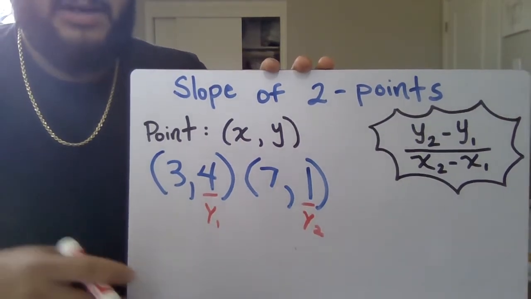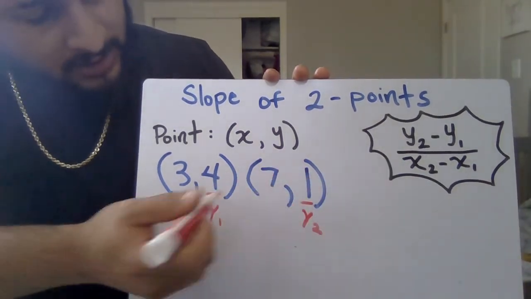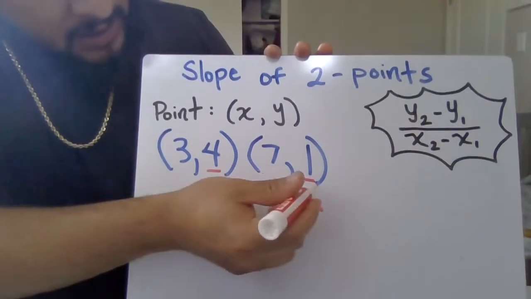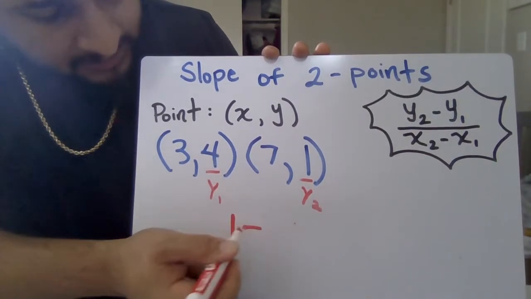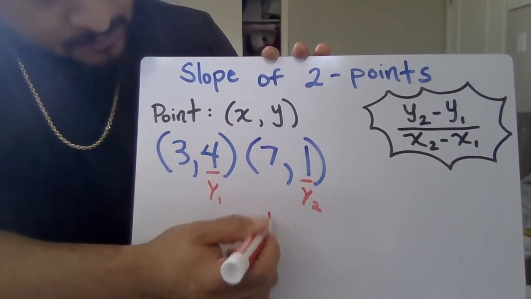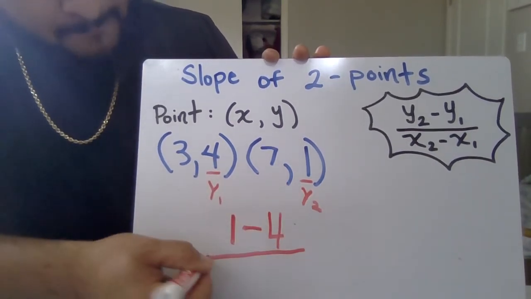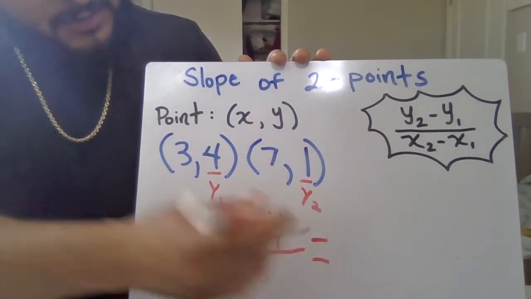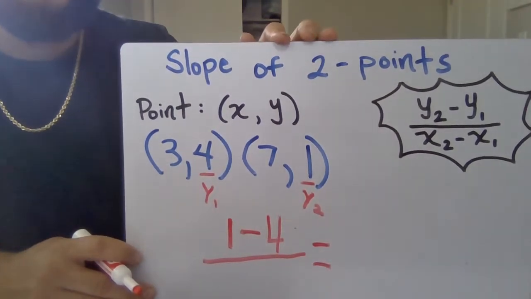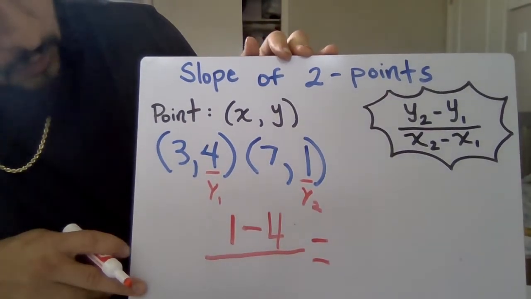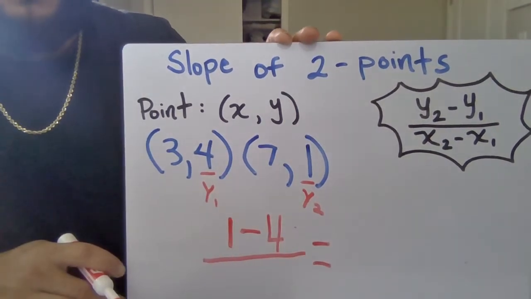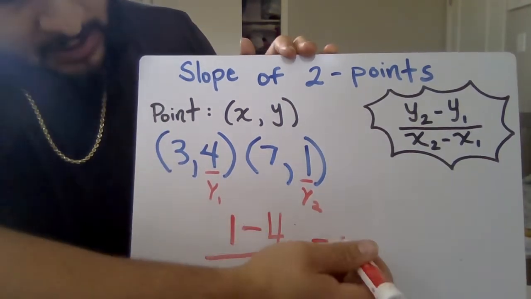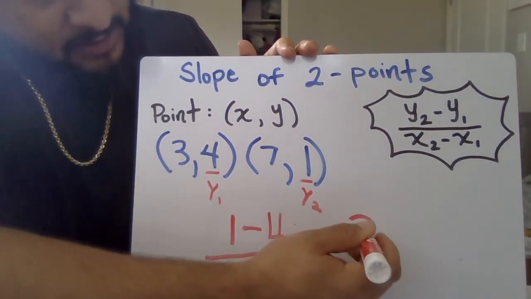Now I just need to plug these numbers into the formula. So I would need to subtract my second y, which happens to be a 1, minus my first y, which is a 4. And that goes on top of the fraction bar because that is our rise. So the change in y's is our rise. So what is 1 minus 4? Well, we're taking away more than we had, so we have to get into the negative, so our rise is going to be down 3.